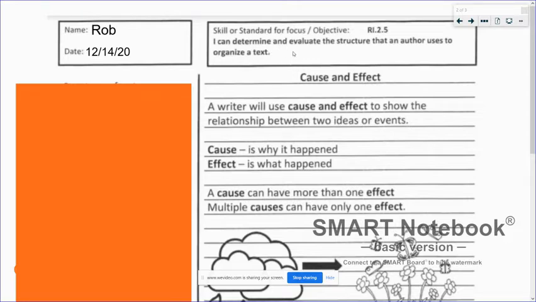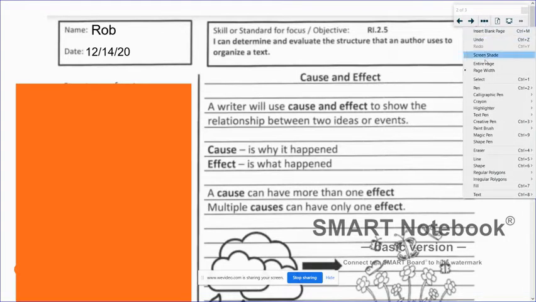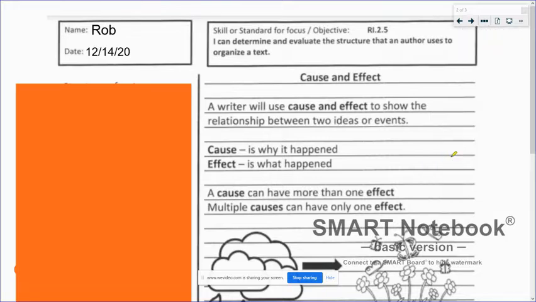I can determine and evaluate the structure that an author uses to organize a text. So how authors put together their writing, they often have a structure to it. And one of the structures could be cause and effect. And I will read through this and highlight, and I'd like you to do the same. Highlight with your highlighter, or maybe it's a light colored crayon or pencil.